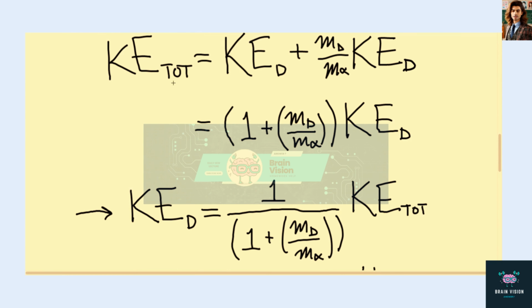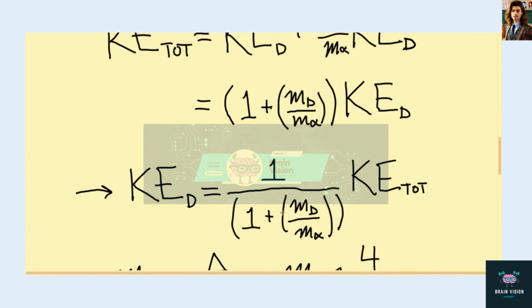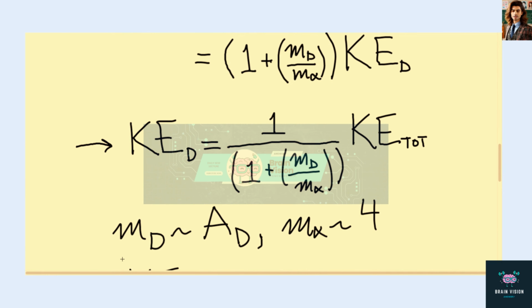And then we can divide both sides by this coefficient, 1 plus the fraction mass of the daughter divided by the mass of the alpha particle. And finally, we can realize that the atomic mass of the daughter particle can be well approximated by the atomic number of the daughter nucleus. And same goes for the atomic mass of the alpha particle. It can be well approximated by its atomic mass number, which is equal to 4.